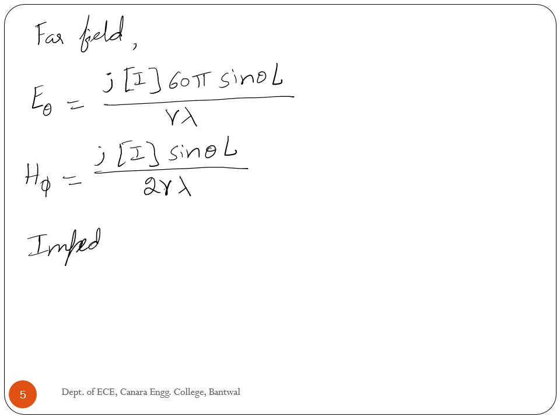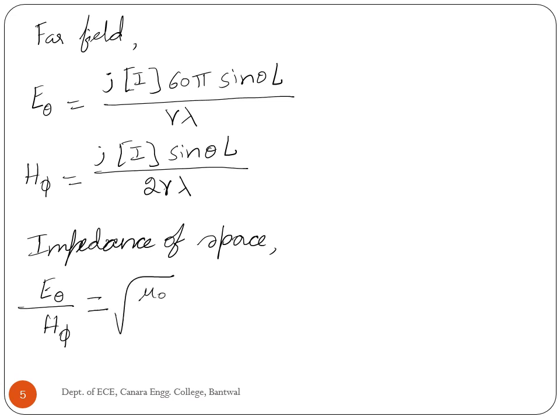Impedance of space is given by E theta divided by H phi, which is equal to the magnitude of the square root of μ0 divided by ε0, which is equal to 377 ohms.